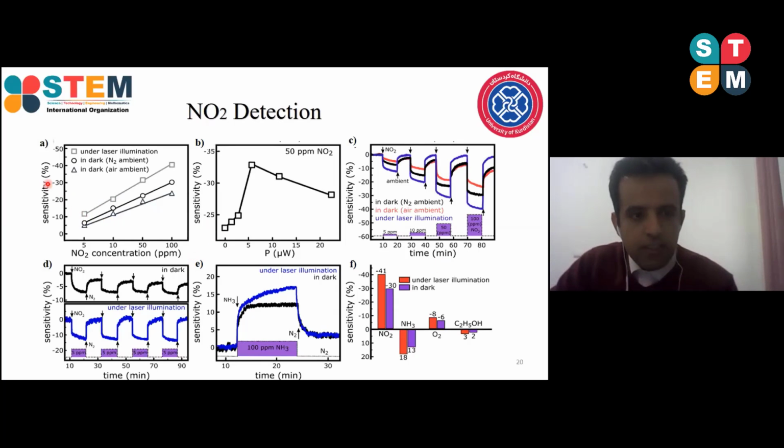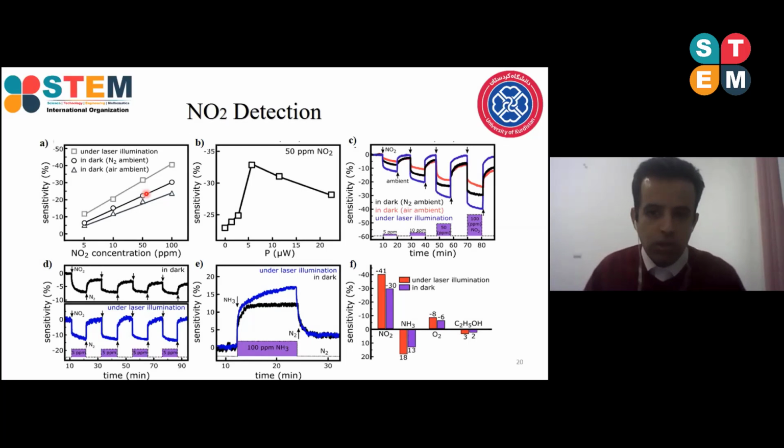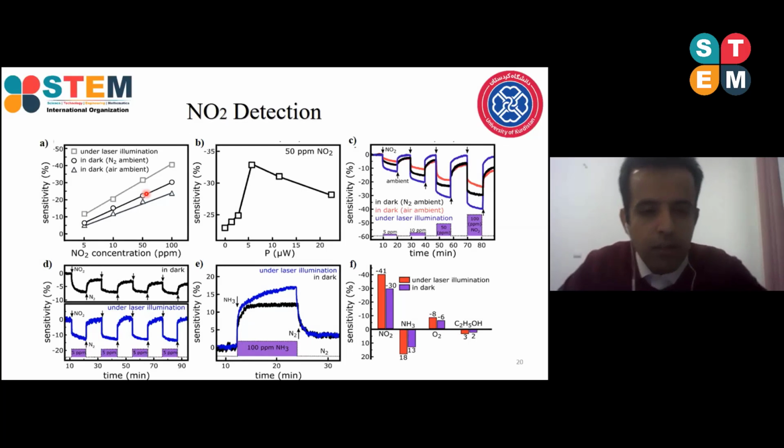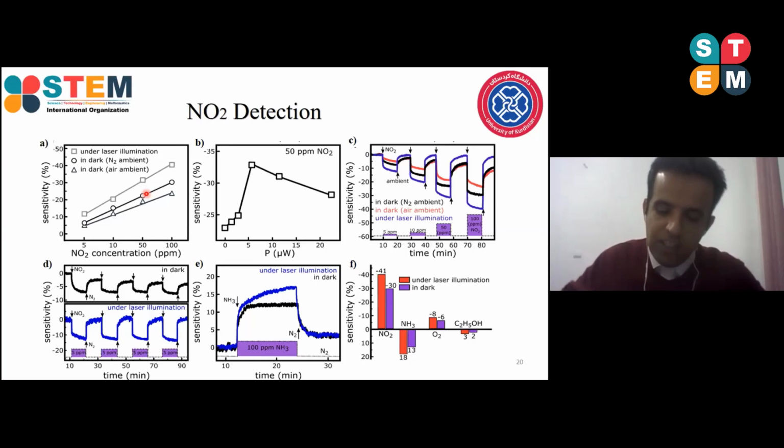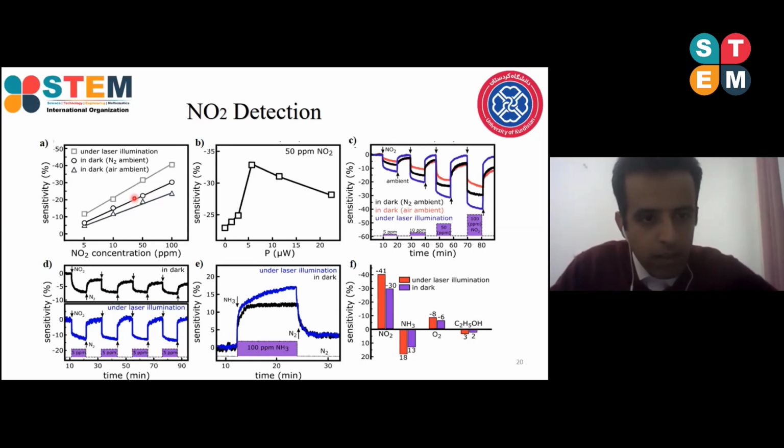We also test the sensor under different power intensity of light, and look at the sensitivity of the sensor for different measurement conditions. The first one is under dark in air ambience, and when we test our sensor in nitrogen ambient, we get better responsivity and sensitivity, because in this case we don't have oxygen or water vapor molecules that can decrease the sensitivity of the sensor. And under laser illumination, the higher sensitivity is achieved.